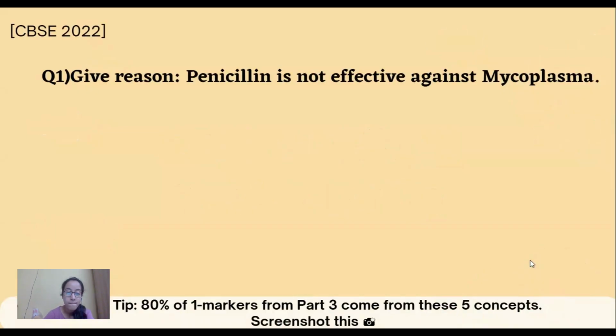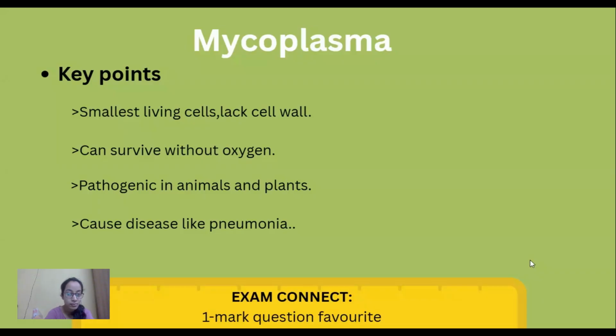Penicillin does not affect mycoplasma. Why? The logic is simple. Penicillin targets the cell wall. If there's no cell wall, the medicine can't work. In 2019 and in the year 2018, they also asked for the full form and one characteristic. Screenshot this table and keep it with you for your further studies. You have now covered every mycoplasma question from the last 5 years.